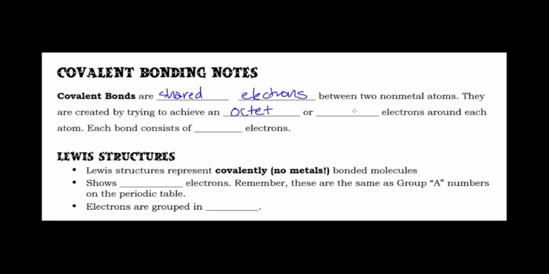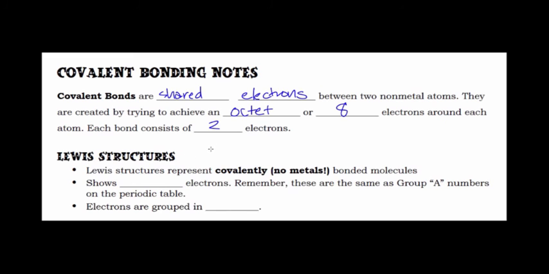So oct means 8. So every atom is always trying to get 8 electrons around it, so it has a full octet. And every bond consists of 2 total electrons. There's a few things that don't need a full octet, and we'll talk about that in a little bit.